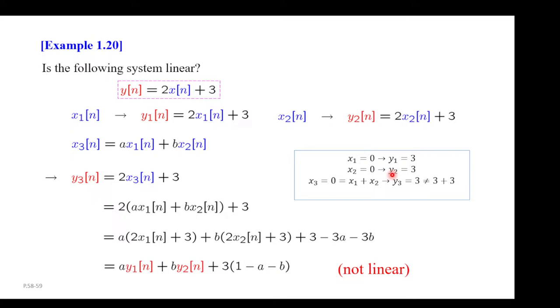So if you have zero as x of n here, then your y of n equals 3. So this is really not linear. Another way to see this is, you can break it with homogeneity or additivity. Let's try to break additivity. If x1 is 0, then y1 is 3. x2 is also 0, y2 is 3. Then x3, which is x1 plus x2, is still 0, so y3 is still 3, but it's not equal to 3 plus 3. So because of this plus 3 here, the system is actually not linear, even though y of n is totally a linear function of x of n.